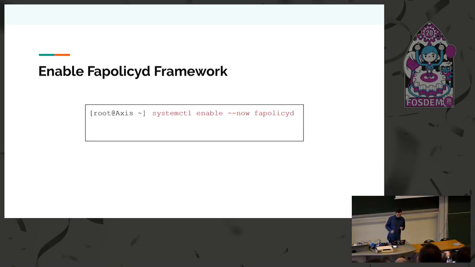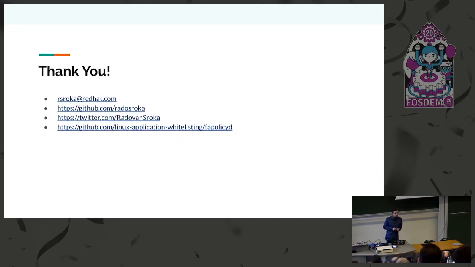So if we are okay with our configuration, we can just simply enable Fapolicyd with systemd. That's all. Thanks.